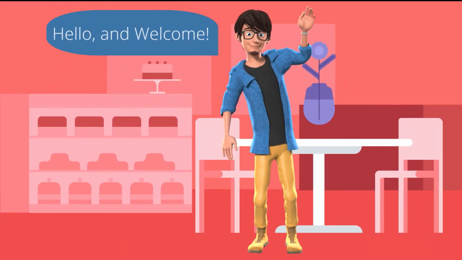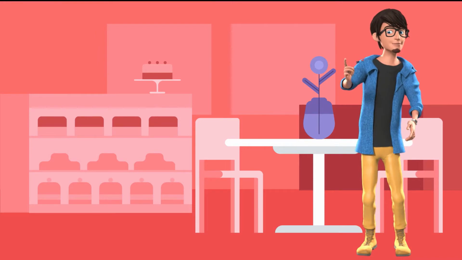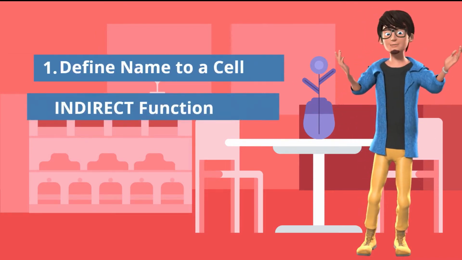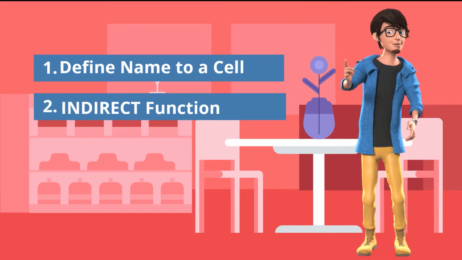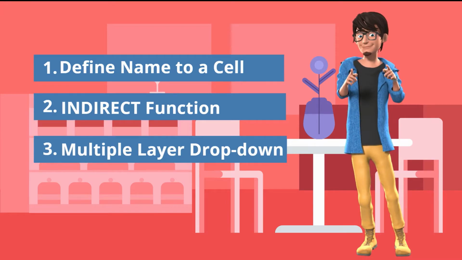Hello everyone. In today's tutorial we are going to discuss three main topics. They are various ways of defining the name of cell ranges, the INDIRECT function, and we will apply this idea to make a familiar drop-down menu interface.